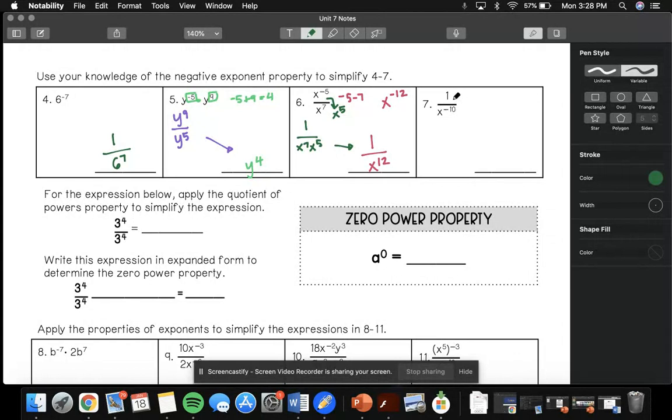Now these aren't common bases, so we really just need to make this a positive exponent. Right now it's a negative exponent in the denominator, so to make it a positive exponent, we just need to move it up to the numerator. When I move it up to the numerator, I have x to the 10th. Again, these are equivalent, and we're used to seeing positive exponents.